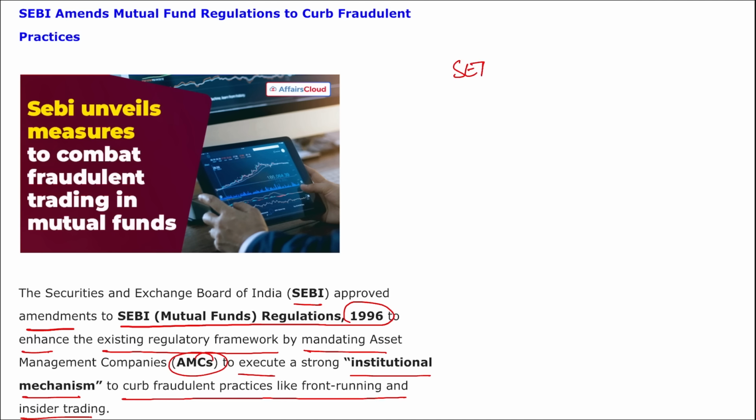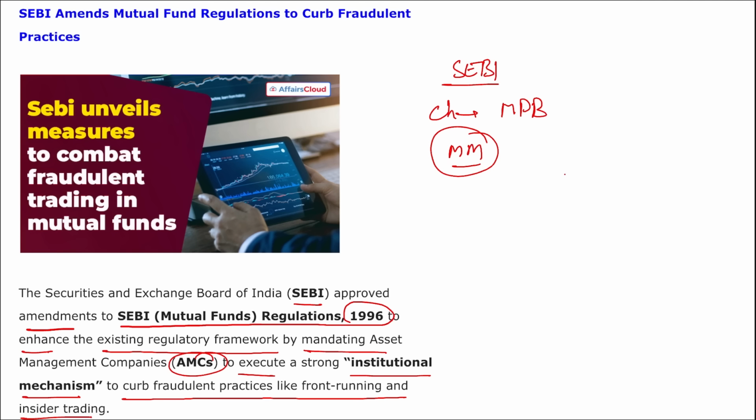If we talk about SEBI, who is the chairperson here? Madhabi Puri Buch, headquartered in Mumbai, Maharashtra. And remember, it is a statutory body and a market regulator that controls the security markets in India. Correct?